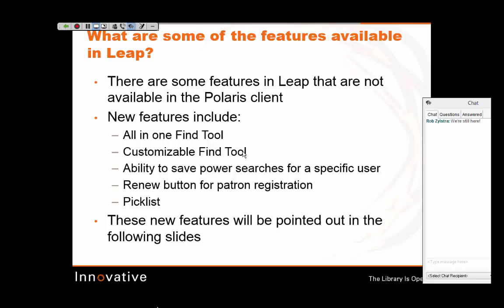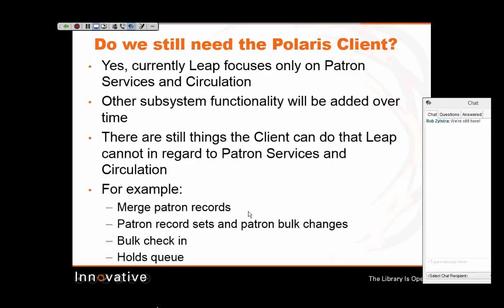So this version, before the service pack that was just released, has an all-in-one find tool, and it has a customizable find tool, the ability to save power searches for a specific person. Power searches are common command language searches. It has a renew button for patron registration and a pick list. This version does not have merge patron records or bulk check-in, but the new version that just came out May 1 does.